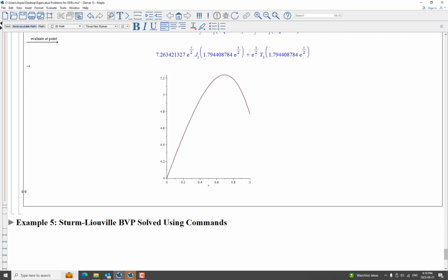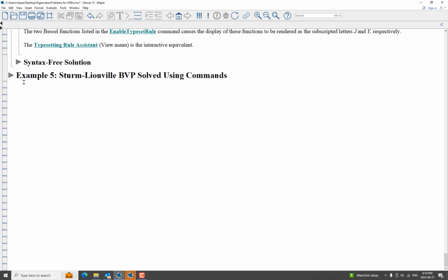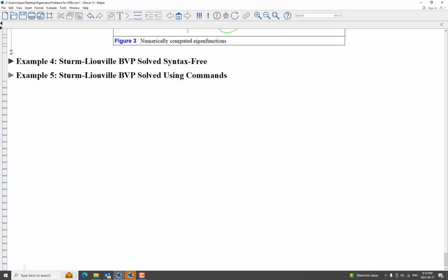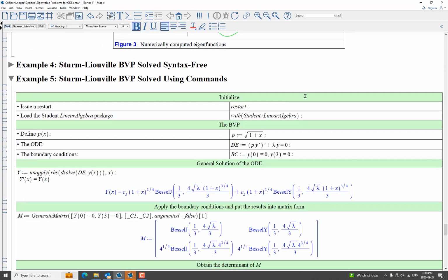And actually now one more Sturm-Liouville problem. I'll do it with commands, and you can see it's a little bit more efficient than it is with context menu, context panel stuff. Restart, I'll get a clear start. I'm going to use the linear algebra package.